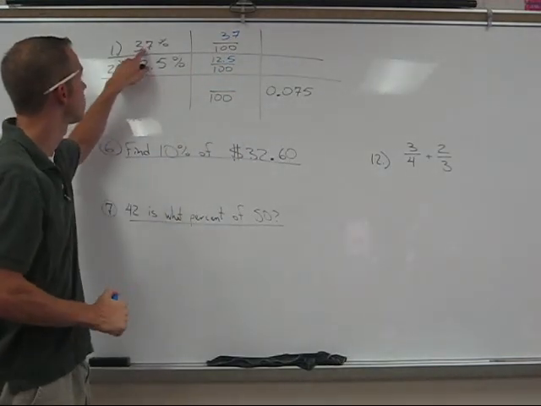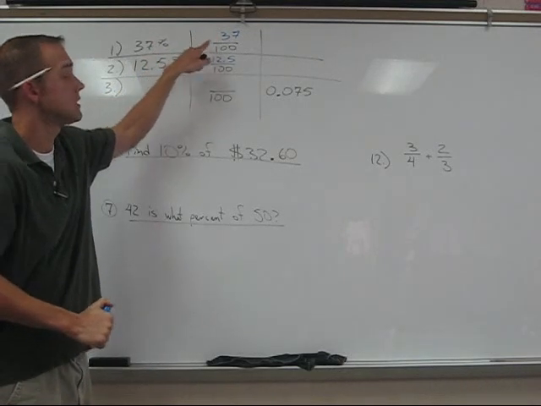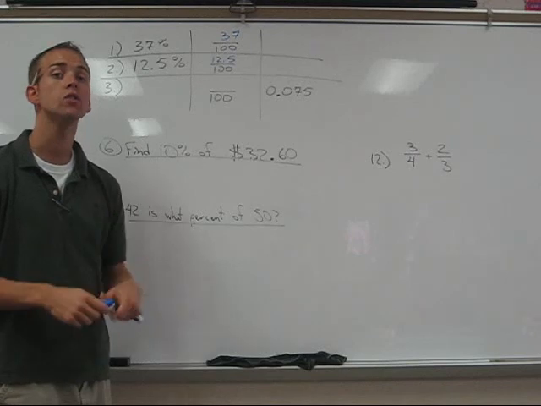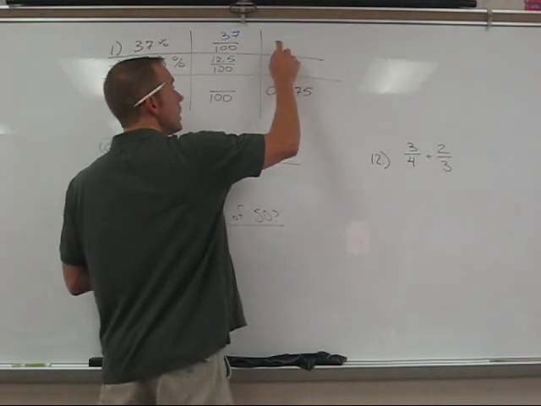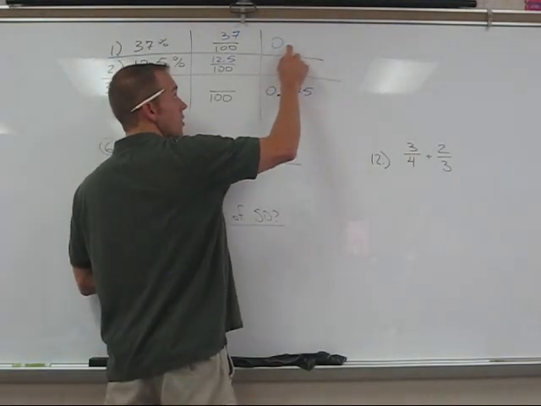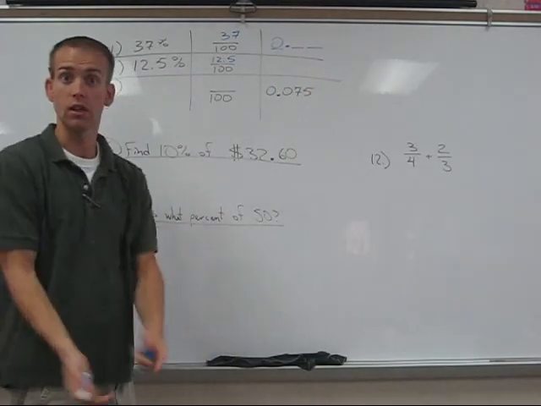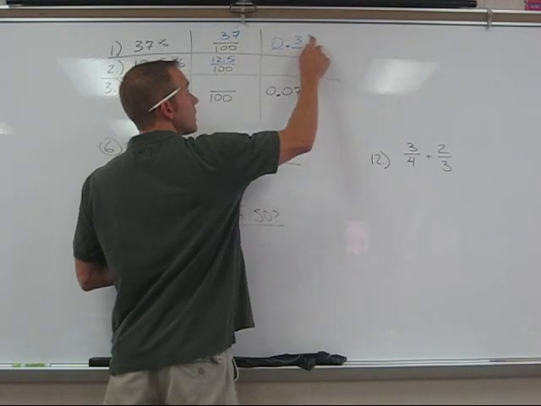Going back to number 1 here, 37% is 37 hundredths. I say this on purpose because when you read it 37 hundredths, written as a decimal, it appears thusly. Here's our whole number spot. We have the tenths and the hundredths. And how do you express 37 hundredths? You literally just write it like this.